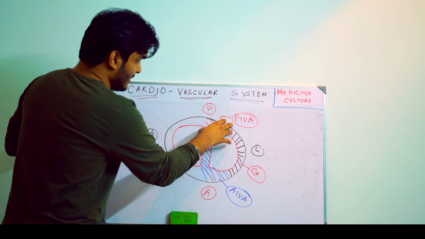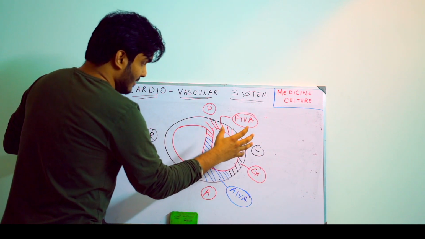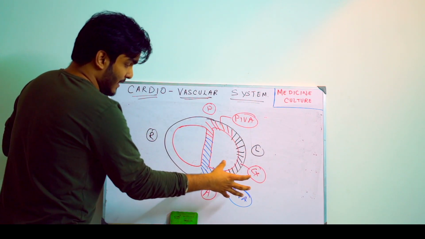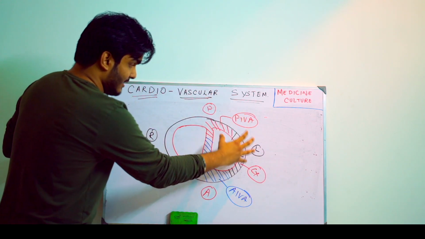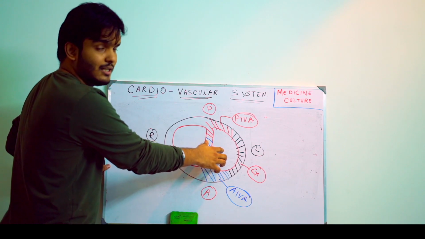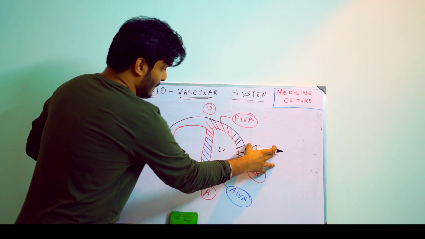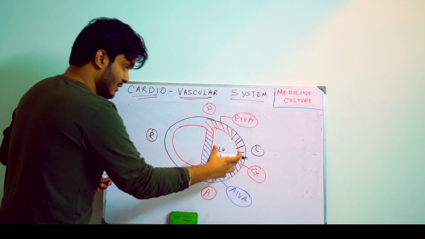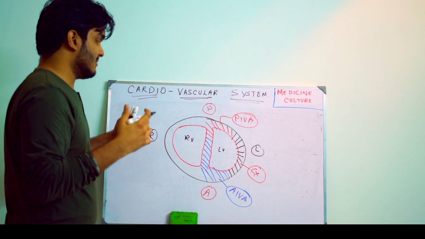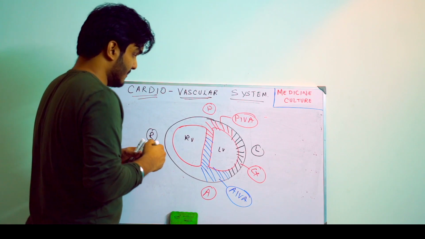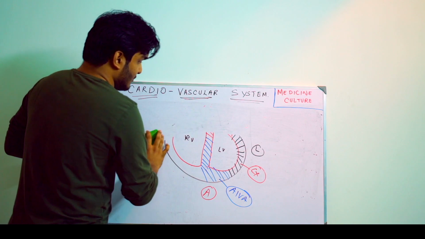So posterior 1/3 is supplied by PIVA, which is a branch of the right coronary artery, and anterior 2/3 is supplied by AIVA, which is a branch of the left coronary artery, and the circumflex artery, the lateral wall of which ventricle? Left ventricle. Lateral wall of the left ventricle is supplied by the left circumflex artery, which is a branch of the left coronary artery. So right ventricle, I previously said that it is supplied by the marginal artery. Yes. Now we'll come to the last question.